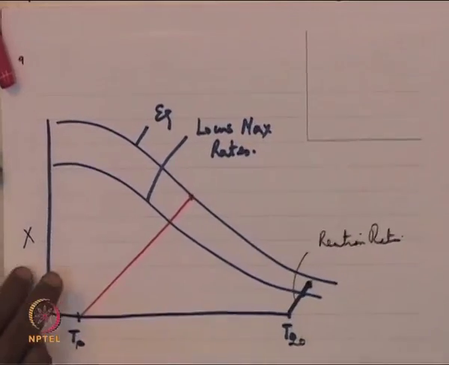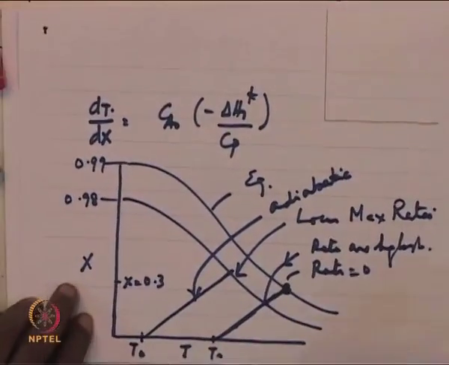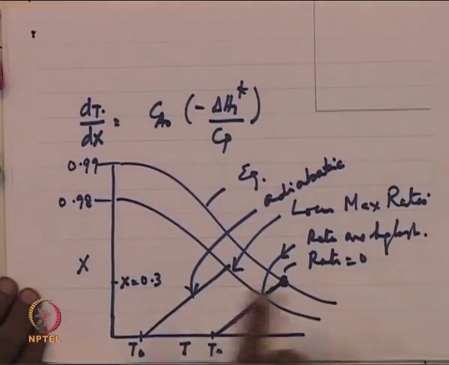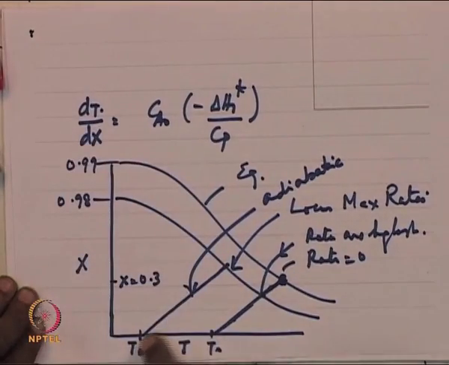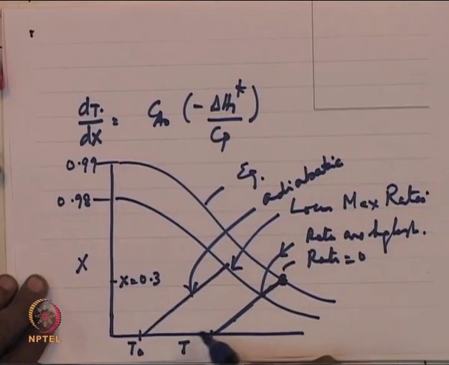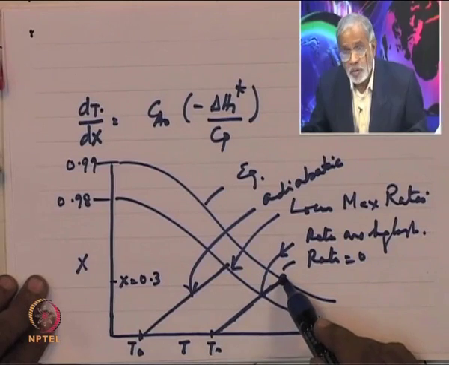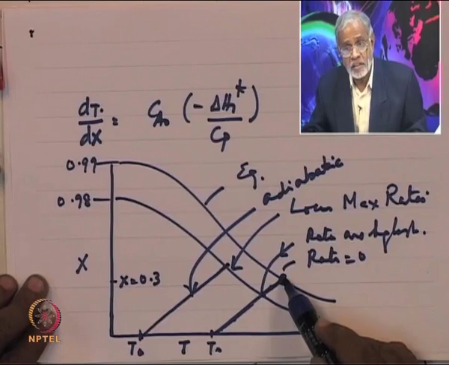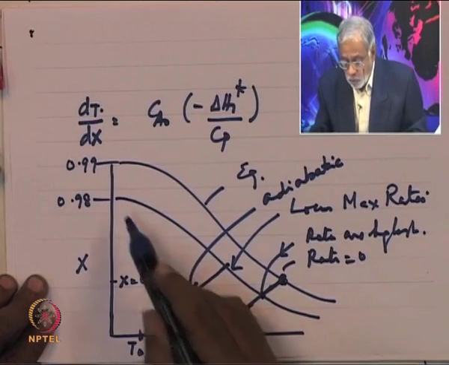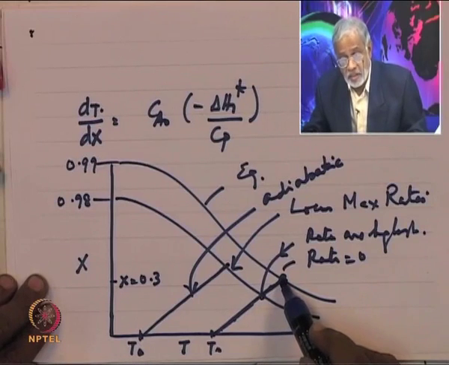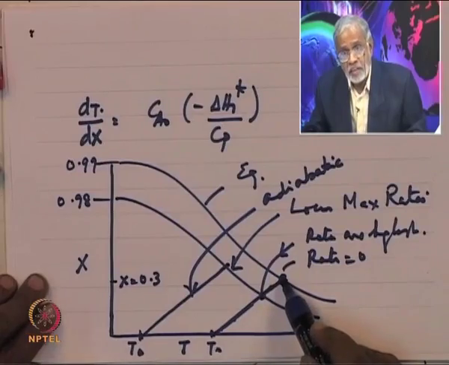What we are trying to say is the following: our tubular reactor equation says that dT/dX on the right hand side is a constant, and therefore, dT/dX being a constant, it is a straight line. If you move along this line from T0, you can keep going up to the equilibria. And the moment you reach equilibria, the reaction rates are nil. At the point corresponding to the maximum reaction rate, the rates are the highest. So, as you go from this point to this point, rates keep increasing, and from this point onwards, the rate keeps decreasing. And when you reach the end point, the reaction stops.